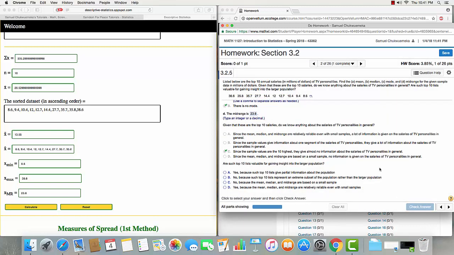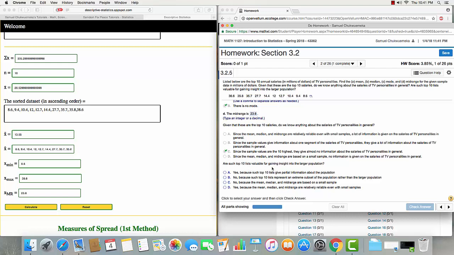Are such top 10 lists valuable for gaining insight into the larger population? Well, no. If you look at this, option A says yes, because such top 10 lists give partial information about the population. No. This top 10 list is not. You look at D, it says yes, because the mean, median, and mid-range are relatively reliable, even with small samples.